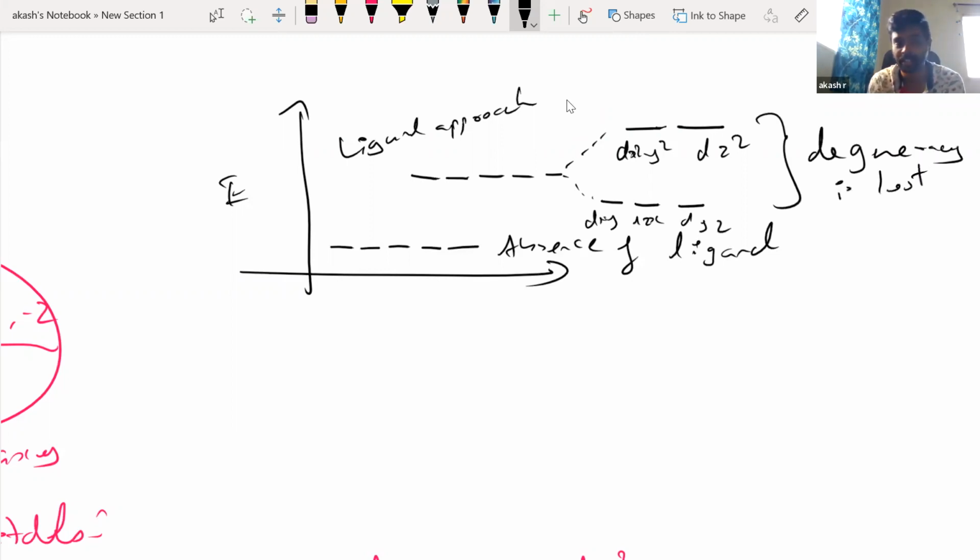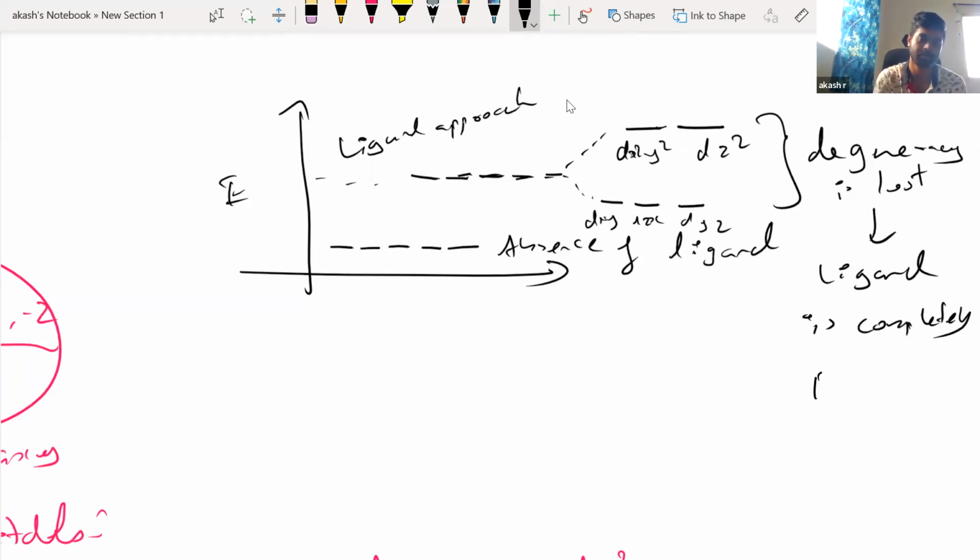What do you mean by degenerate orbitals? Orbitals having the same energy. Now you understand that the 5d orbitals were degenerate, all of them having the same energy value. But now the degeneracy is lost when the ligand is completely present. That is what happens in the case of octahedral complexes.